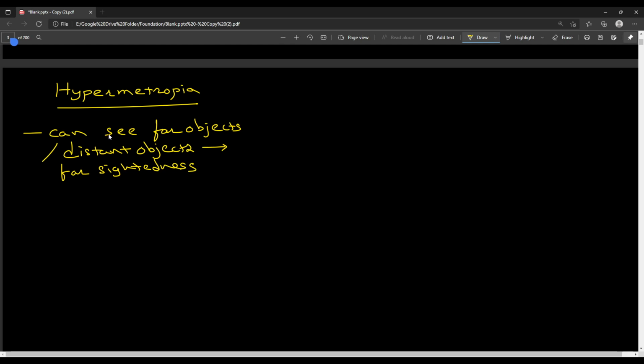Okay, so in hypermetropia, you can see far objects, but then what you cannot see? Nearby objects. You can see far objects, but cannot see near objects. That means whatever is near your eyes, that object you cannot see in case of hypermetropia. This is one kind of eye defect. This is a problem in your eye, that we cannot see the nearby object, but we can see far objects.